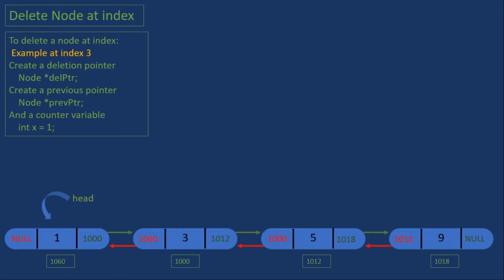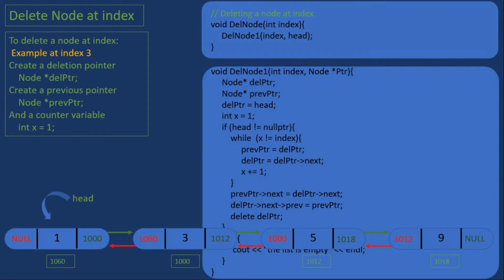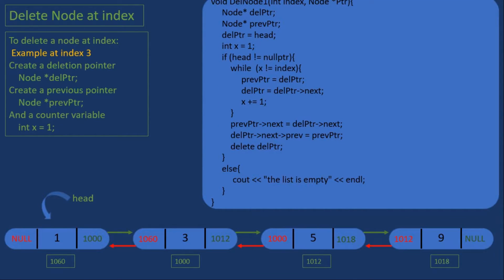We will create a void function called del node, which takes in an index or the position of the node we want to delete. This function will call another function, del node1, which takes in an index value and the head node pointer of the doubly linked list. Let's look at the del node1 function. It's also a void function and takes in an index and a node pointer. For this function we need two node pointers, the del ptr and the prev pointer. This time we also need an integer counter variable x and initialize it to 1, because 1 is the first position or the first node.